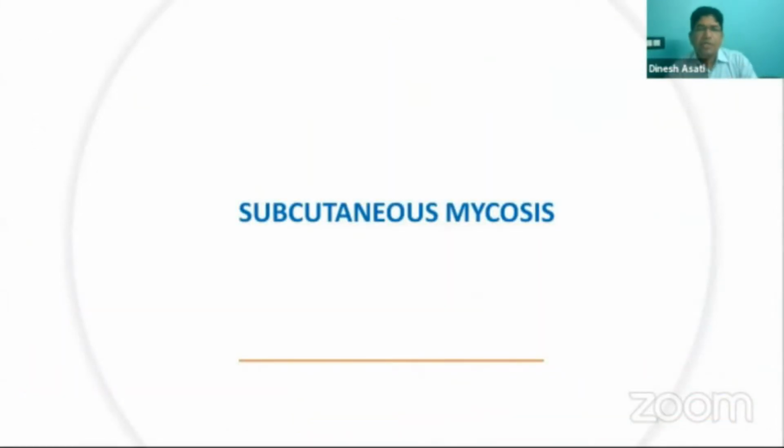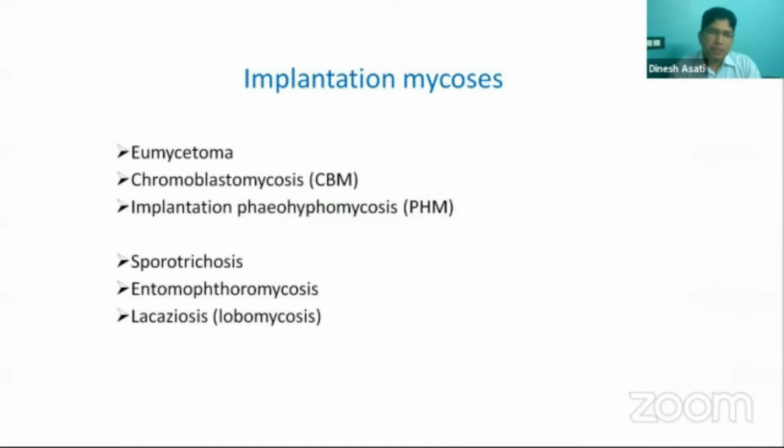Now moving on to subcutaneous varieties of mycosis. So there are varieties which are mostly caused by implantation, either a thorn prick or some invasion or some unnoticed cut, and then the fungi invade into the subcutaneous tissue. Those include eumycetoma, because eumycetoma means true mycetoma. There is another variety of mycetoma called actinomycotic mycetoma, which is not caused by fungi and responds to antibiotics, while this variety is caused by fungi and called eumycetoma.